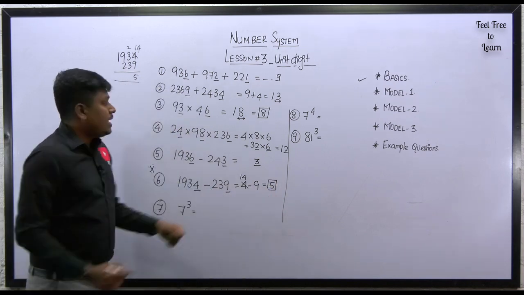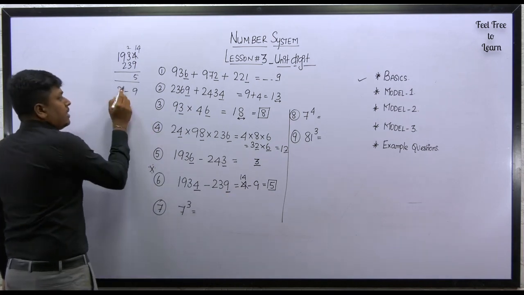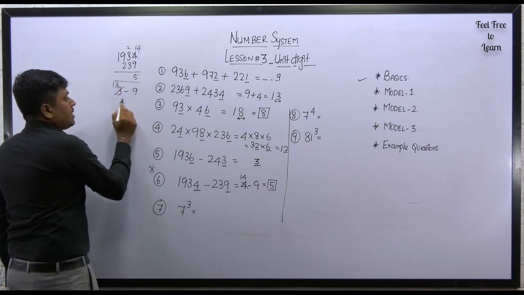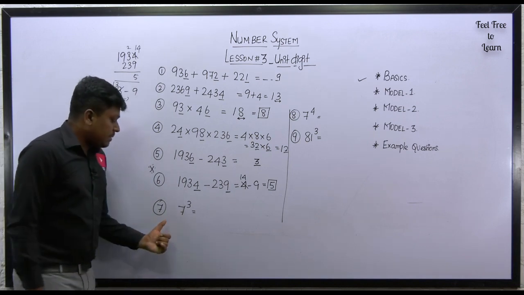So friends, understood? If it is 3 minus 9, what do you have to do? 3 minus 9. First you have to write it as 13, carry 1, got it? And then 3 minus 1, you have to write the remaining answer. Understood?